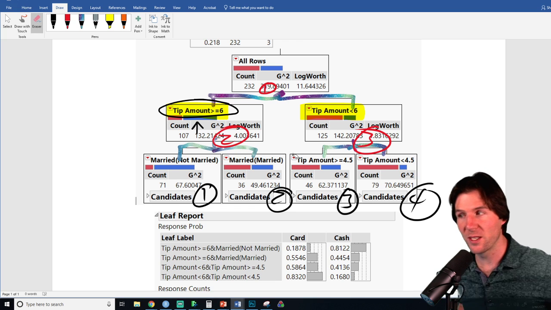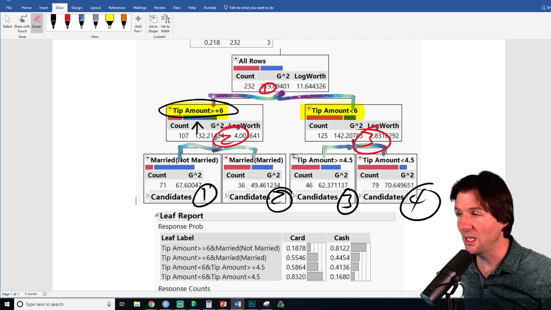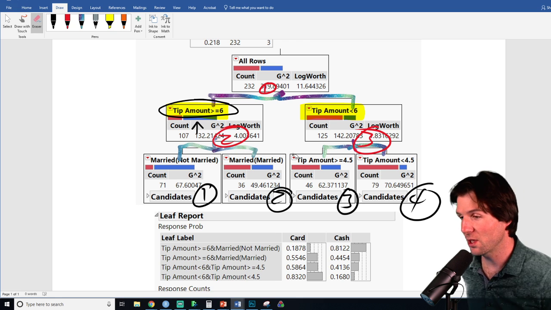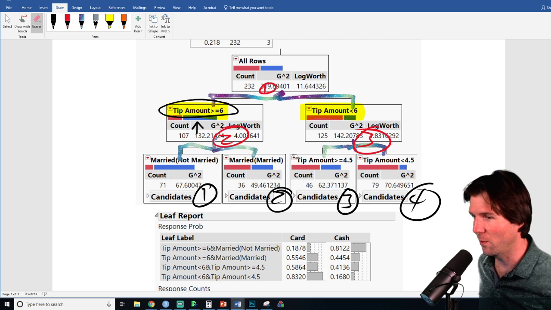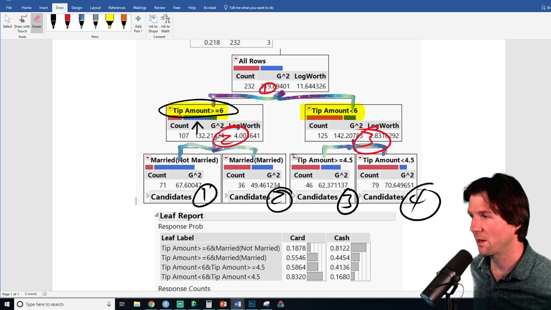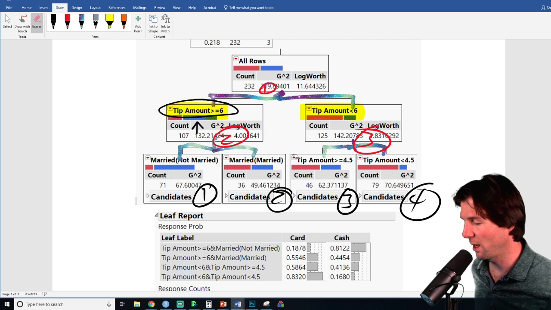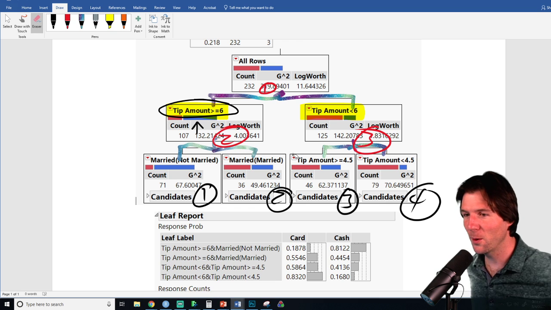It seems to me, finish my sentence, people who tip higher, larger tips, we would generally expect are more likely to what? From this, I would gather that people who give larger tips are more likely to... Any ideas? Who knows? Pay with cash. Nice job, Simon, right there.